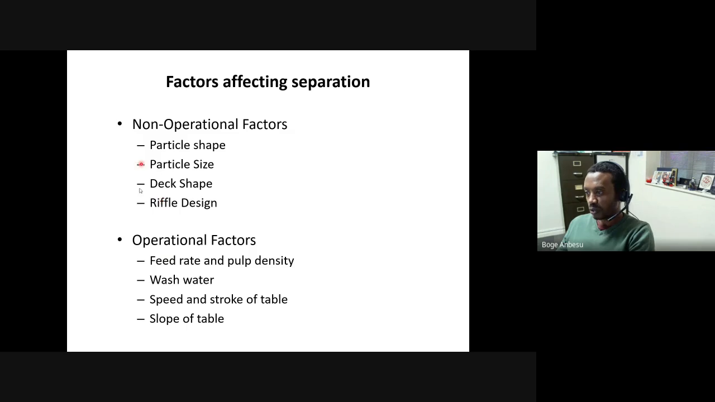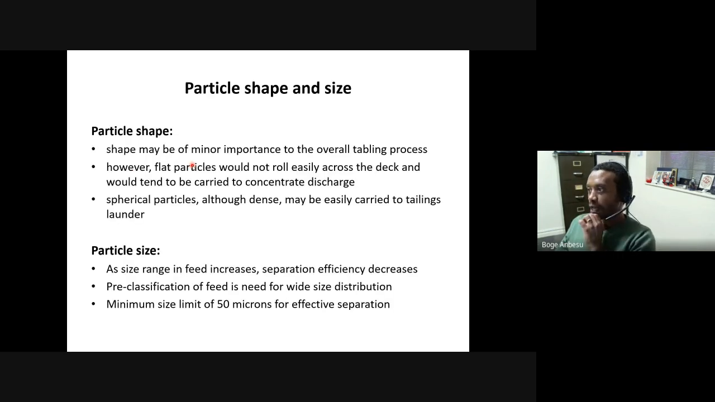But in any case, I will just mention each of these quickly and how they may impact the performance of a table. So how does particle shape affect performance? That's mainly because round particles, for example, roll very easily. Okay, so if they roll very easily, it means wash water can easily wash them down and send them to the tailing or the waste portion. So in this case, if I have my target particles, which are round, I may actually lose them to the tailing simply because water can easily wash them to the tailing end. Okay, so that can be one issue.